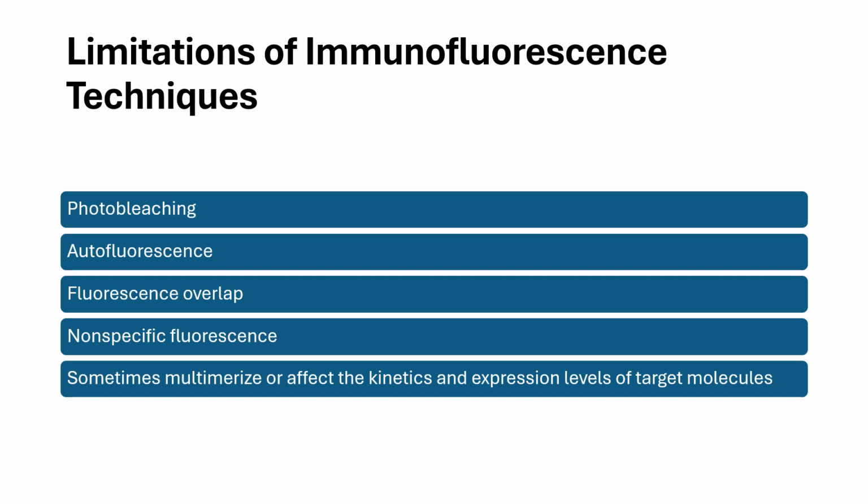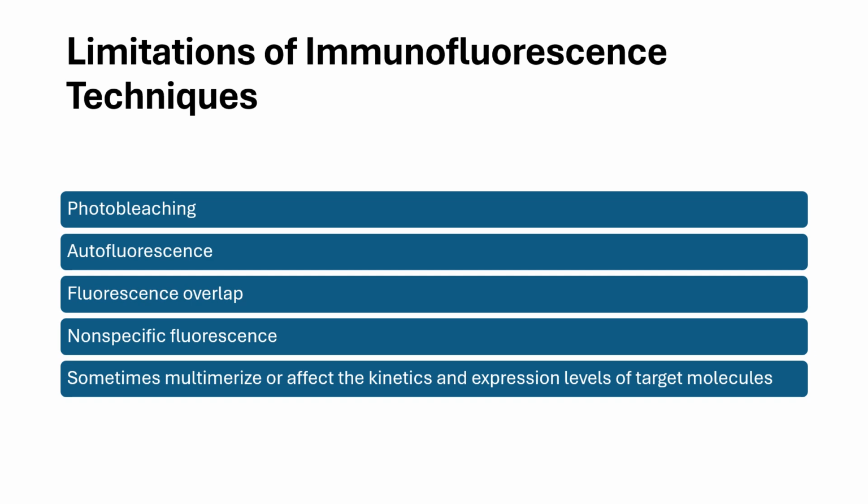Multimerization and effects on target molecules. Antibodies can sometimes form clusters, multimers, around the target antigen. This can potentially hinder the proper binding of other antibodies or probes, affecting the overall staining intensity and potentially masking some target molecules. Additionally, the antibody binding process itself might slightly alter the conformation or accessibility of the target molecule, impacting its true representation in the sample.